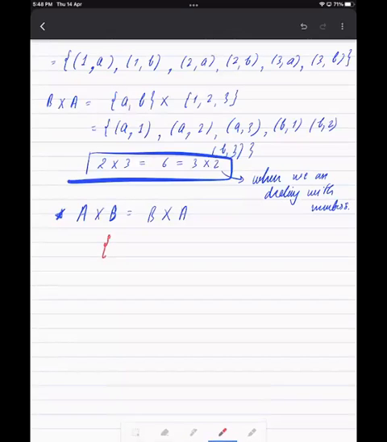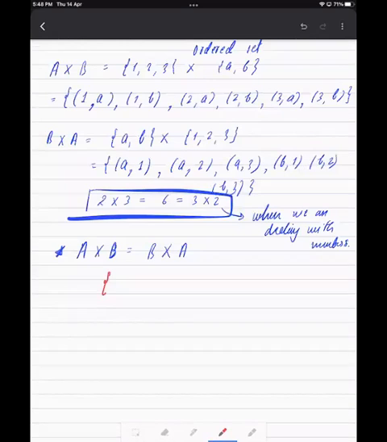Okay. So there's a set, A cross B. I have just written it here: (1, A), (1, B), (2, A), (2, B), (3, A), and (3, B). Now my question is, can you find a subset of A cross B?